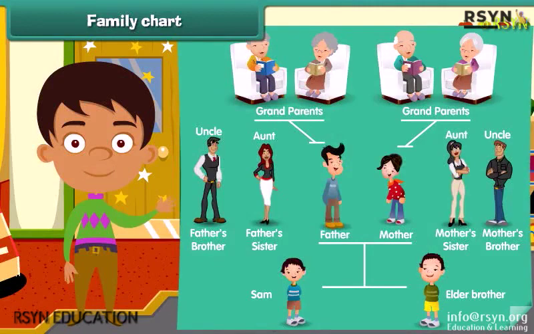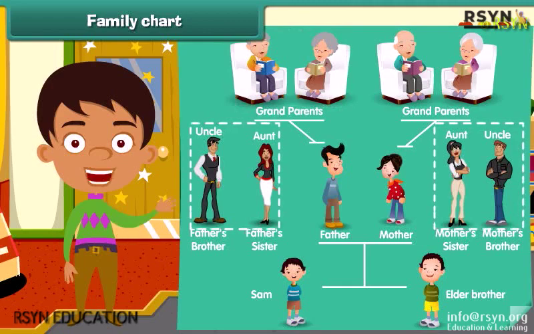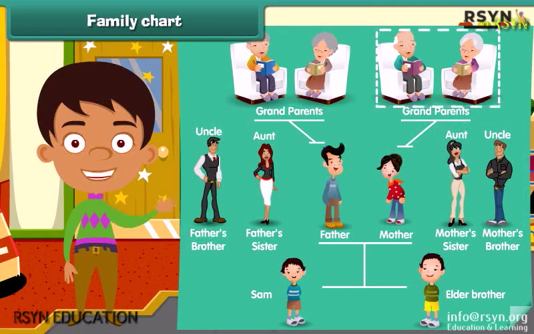Dear, let's look at Sam's family. She is Sam's mother, and he is Sam's father. Look, he is Sam's elder brother. Hey, look here! They are his parental grandparents. Now see, they are Sam's uncle and aunt. And they are his maternal grandparents.